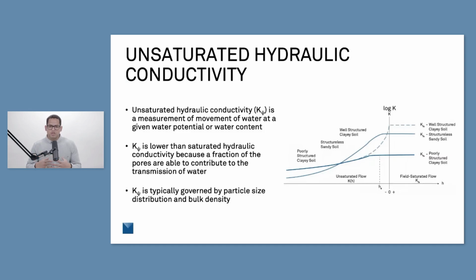Unsaturated hydraulic conductivity is always going to be lower than saturated hydraulic conductivity because only a fraction of the pores are able to contribute to the transmission of water. Typically, unsaturated hydraulic conductivity is primarily governed by particle size distribution, so the texture of the soil, but it can be changed, especially if you see significant changes in bulk density. And so that's something that's important to understand. If we're seeing higher levels of compaction, that's going to change what your unsaturated hydraulic conductivity is going to look like. And so, these two things are telling you different things, and they're both important to understand.